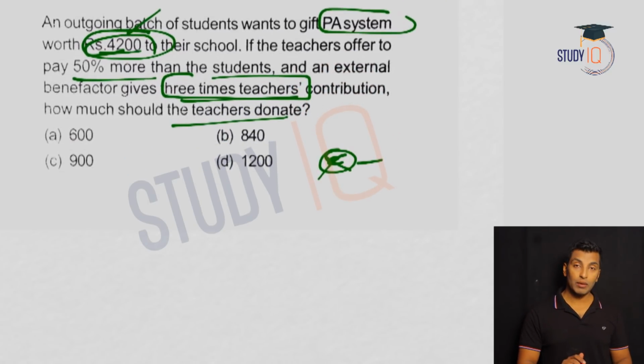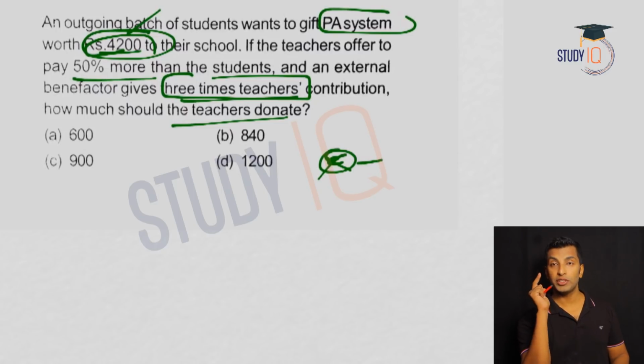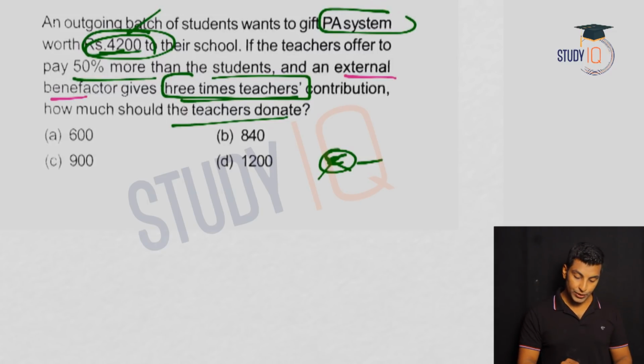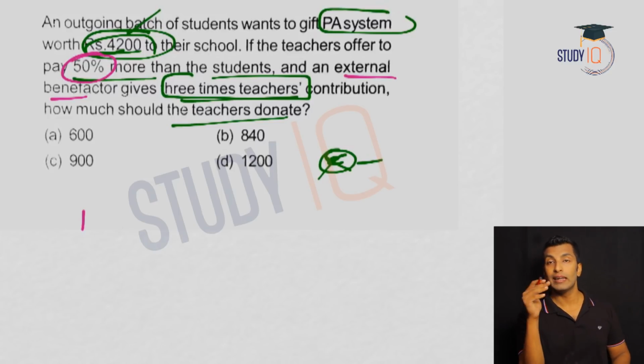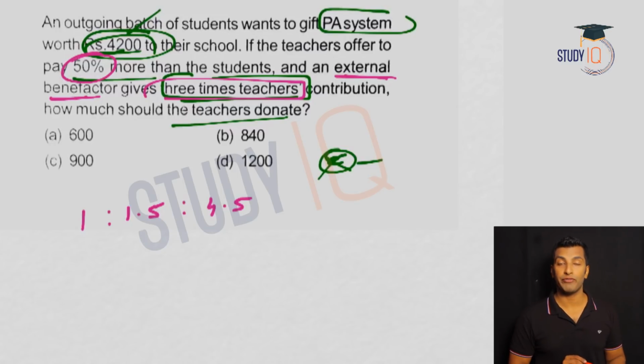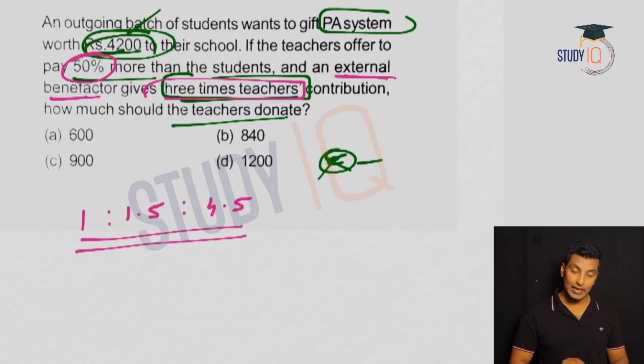Okay, so what will be the ratio of the contribution of the students to teachers to the external benefactor? See, if students contribute 1, teachers contribute 50% more. Okay, so if students contribute 100, teachers 150. If students contribute 1, teachers will contribute 1.5. So the external benefactor gives 3 times the teacher. So if the teacher is 1.5, the external benefactor will give you 4.5. Okay, so this is how you will understand the ratio.